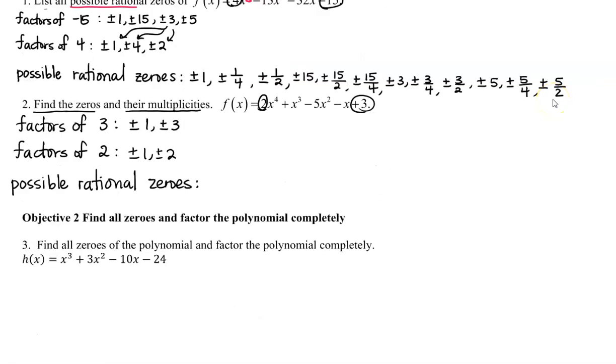Now that we have those two lists formed, we are ready to write our list of possible rational zeros. I'll begin by taking the 1 and dividing it by 1 and dividing it by 2 to give me plus or minus 1 and plus or minus 1/2. Then I'll take the 3 and divide it by 1 to give me plus or minus 3, and the 3 divided by 2 gives me plus or minus 3 over 2.